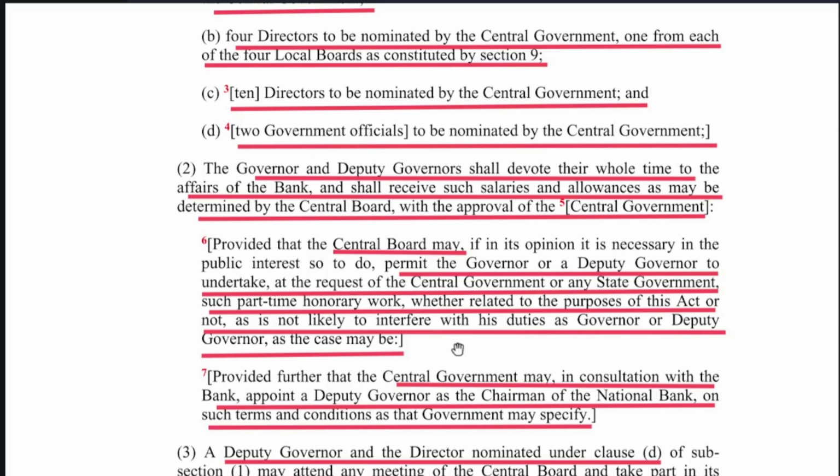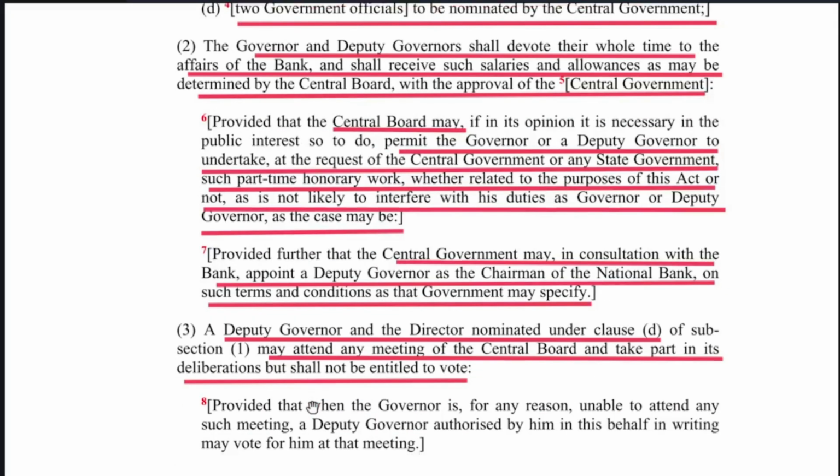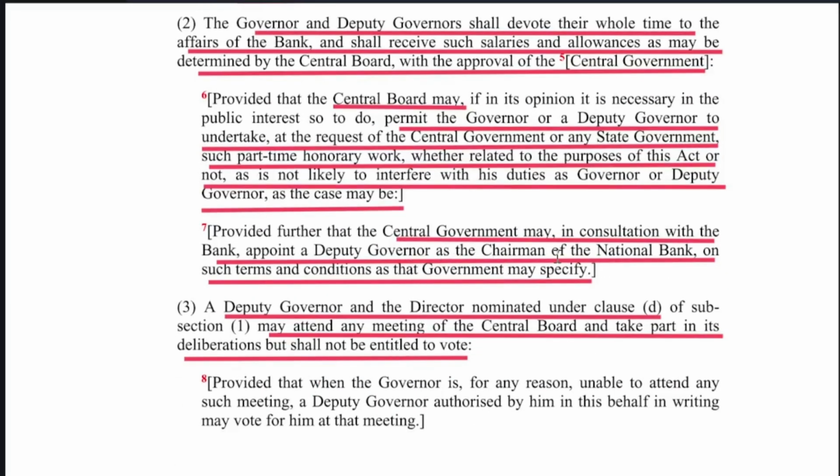But one thing has to be ensured, that the additional responsibilities taken upon by the governor or the deputy governor should not interfere with the primary responsibilities of the said functionaries. So this is the arrangement that has been provided. But then again, it has to be remembered that a request in this regard should come from the central government or the state government.